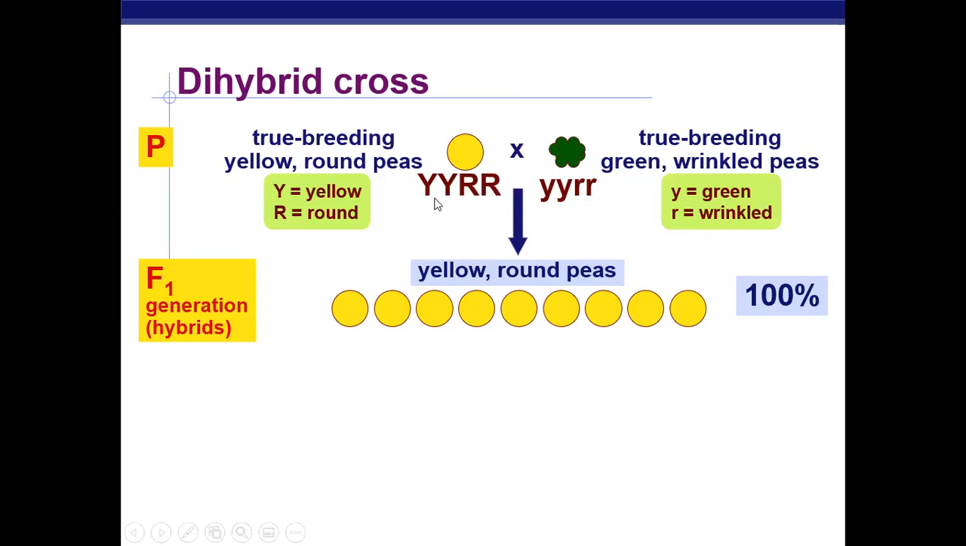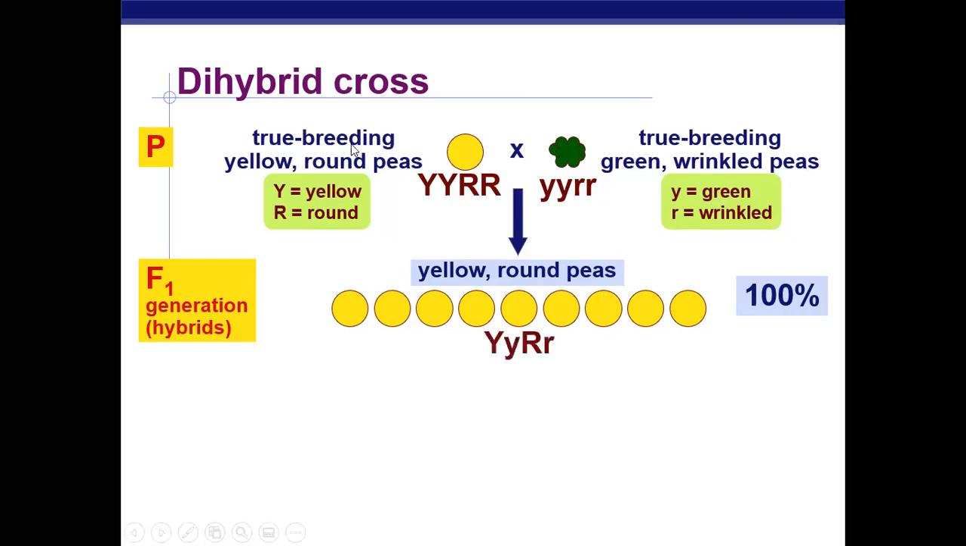So you have to have the dominant for both alleles. So it's big Y, big R, okay? And he is going to breed that to a true breeding green, little y, and wrinkled, little r. Remember, true breeding yellow round is the phenotype. Big Y, big R is the genotype. True breeding green wrinkled is the phenotype. Little y, little r is the genotype. Our F1 generation, because we have a homozygous dominant for both traits, we are going to see 100% phenotypic yellow round peas.